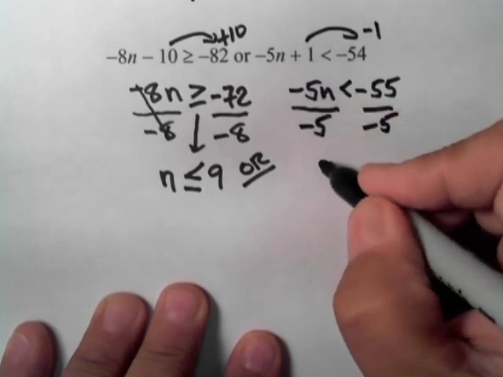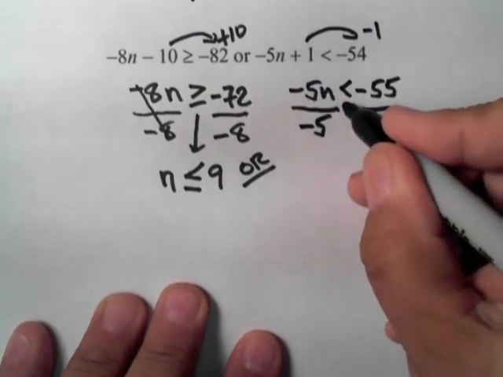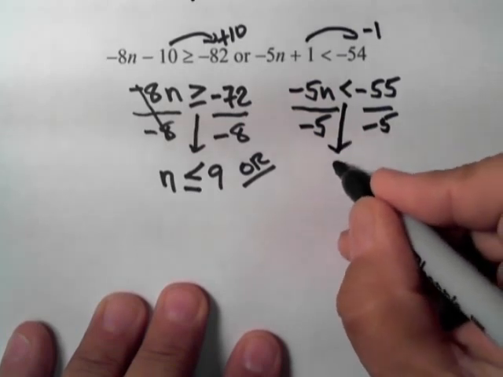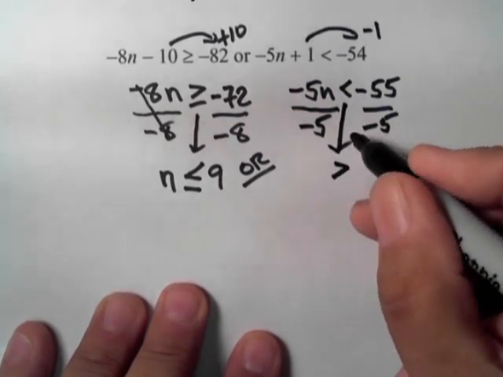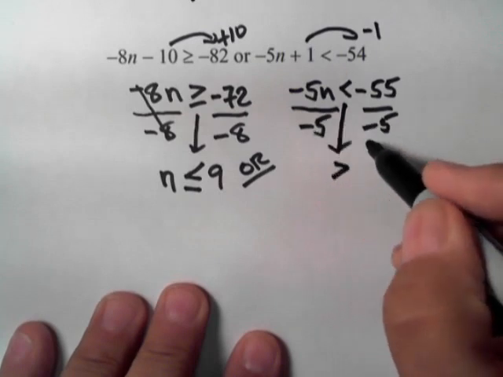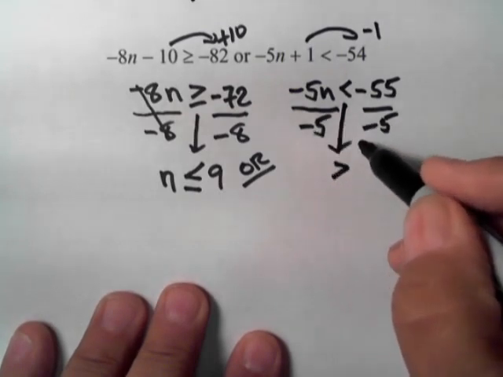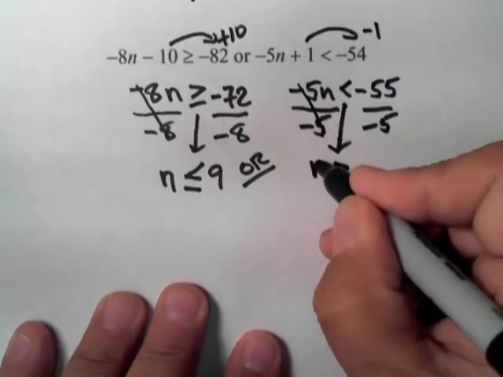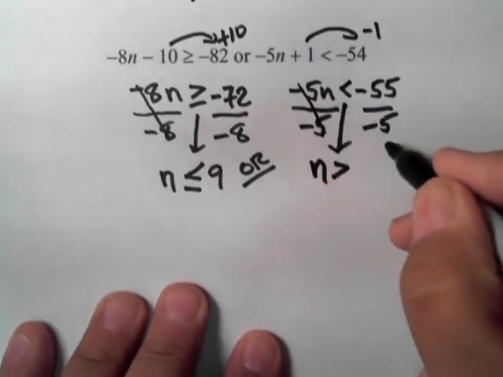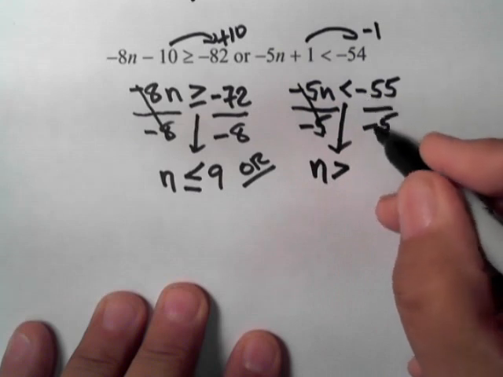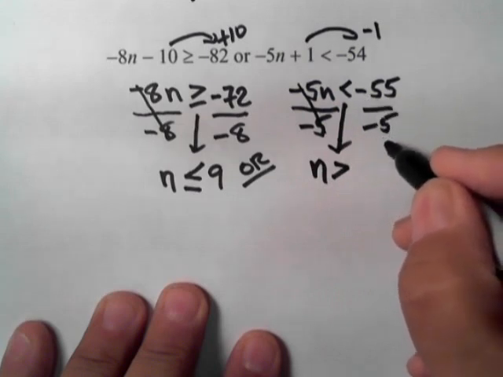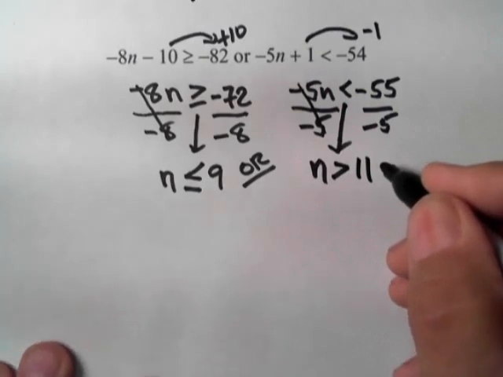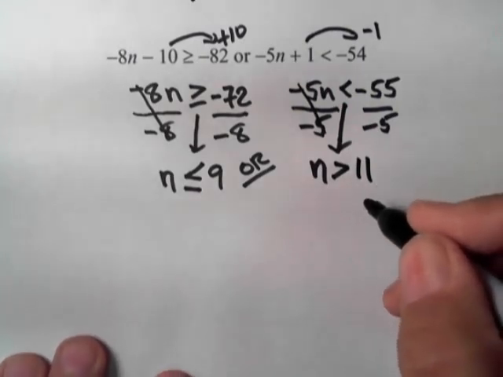Well, once again, we've done something that causes us to flip the inequality, so be sure you remember to do that. Whenever you multiply or divide an inequality by some negative value, you've got to flip the inequality. The negative 5's cancel out, we get an n. Two minuses give me a plus. 5 goes into 55 11 times. So here we are.